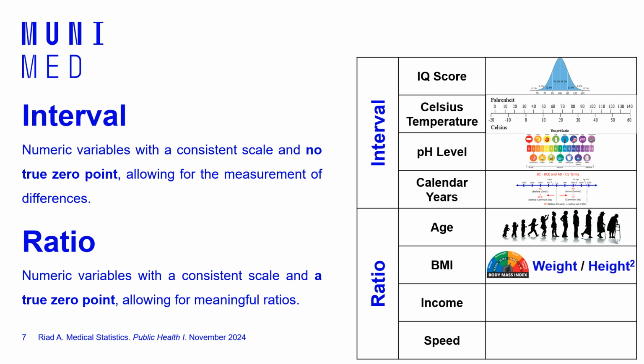Also for the body mass index, actually body mass index is a ratio. It is a ratio between weight and height. And if someone has 0 BMI, it means that this human is not existing at all. The same for income. If someone has $0 as an income or €0 as an income or whatever other currency, it means that they have no income. And the speed is also a ratio because it's the ratio between distance and time.